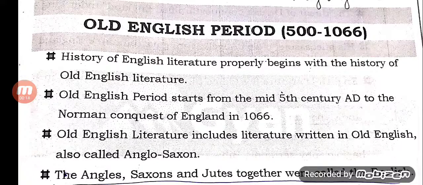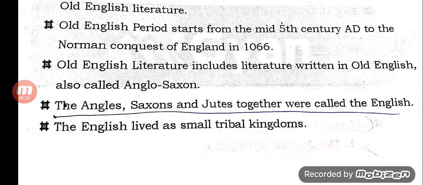The history of English literature properly begins with the history of Old English literature. The Old English period starts from the mid-5th century AD to the Norman conquest of England in 1066. Old English literature includes literature written in Old English, also called Anglo-Saxon. The Anglo-Saxons and Jutes together were called the English. The English lived as small tribal kingdoms.